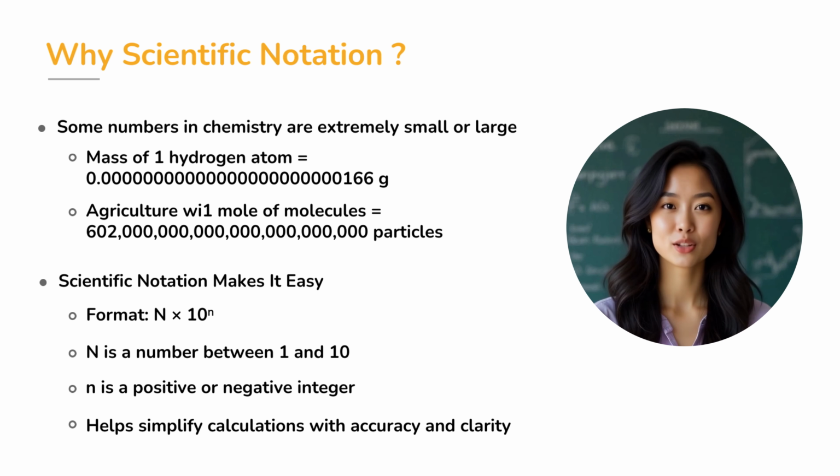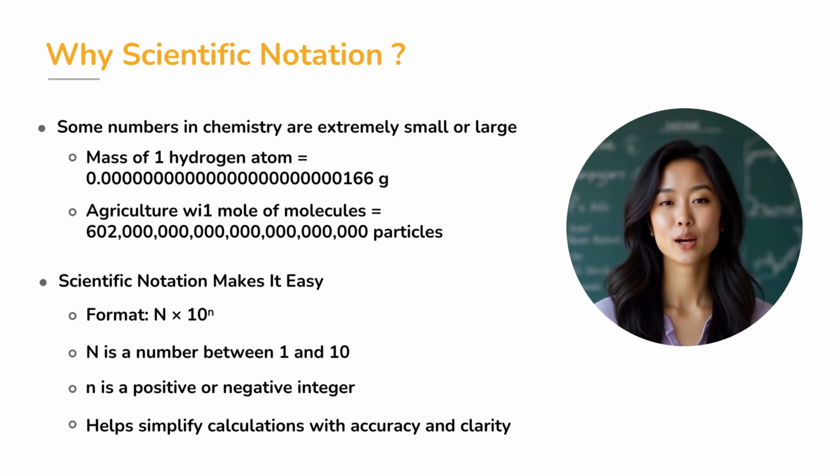Let's put things into perspective. Imagine we are trying to measure the mass of just one hydrogen atom. It's not in grams or milligrams. That's 0 point, followed by 23 zeros, and then 166 grams. Trying to write, read, or calculate with numbers like these? Yeah, not exactly practical. And that's where scientific notation comes in.